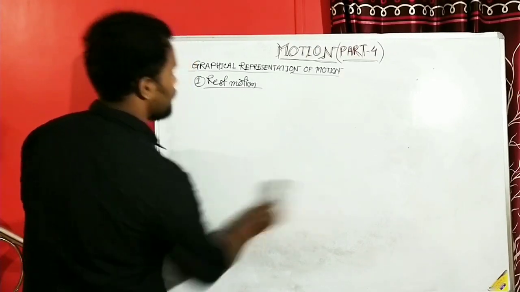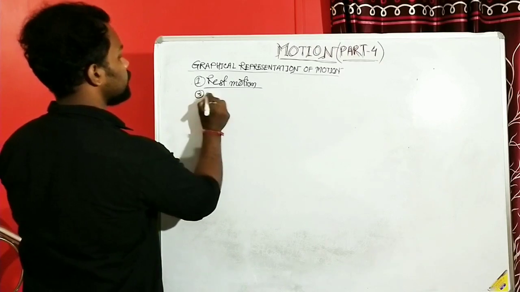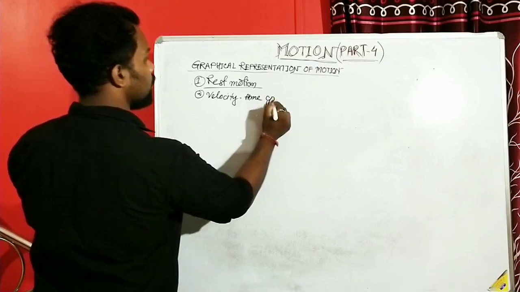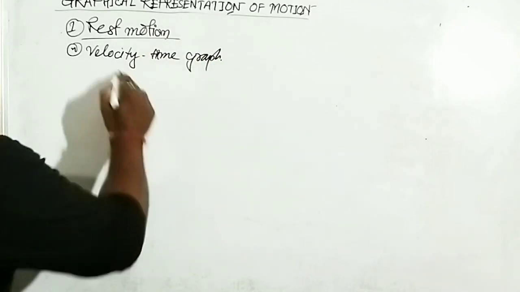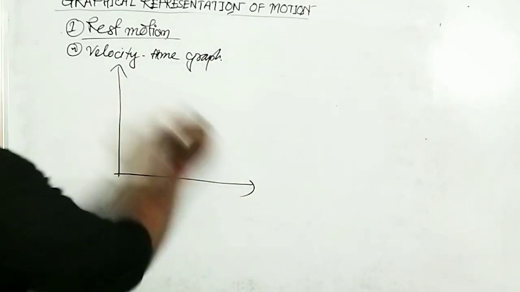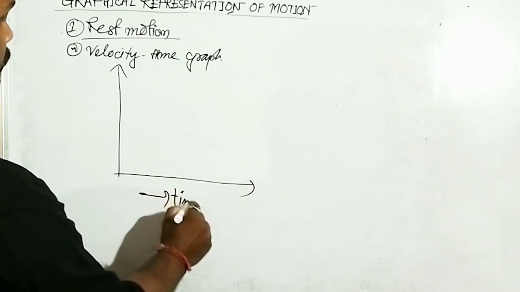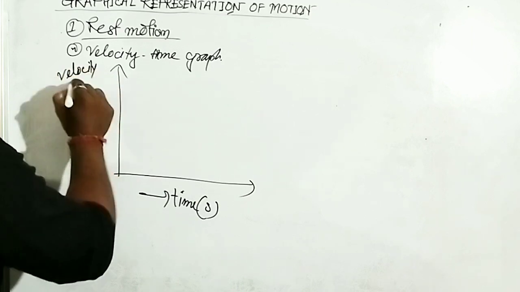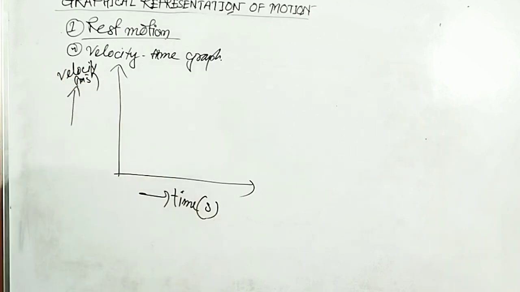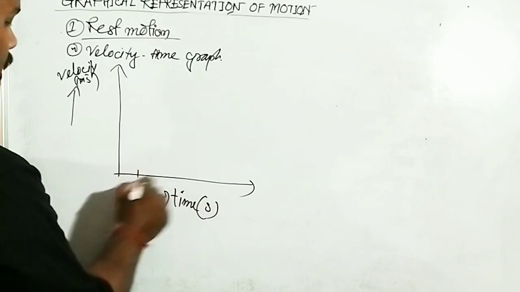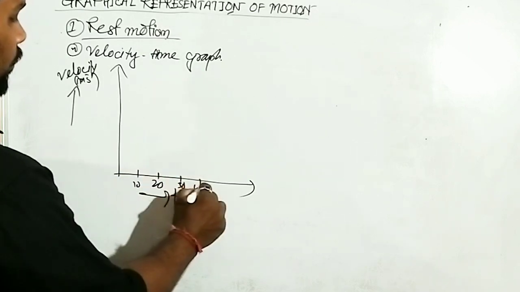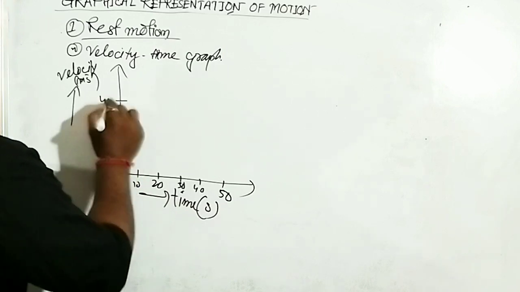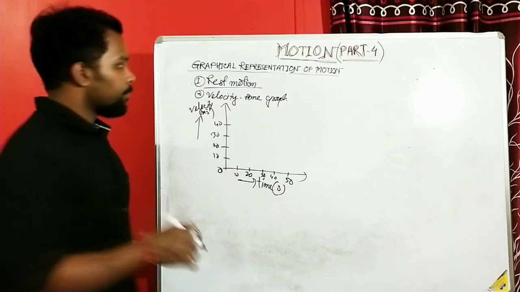Now we'll move towards the velocity time graph. It is again simple. Again, I will draw two axes. In this direction it is always time in seconds, and here it will be velocity. It will be meter per second because I have considered seconds. So again, I will give some readings: 10, 20, 30, 40, 50. Again here 10, 20, 30, 40. This is 0.